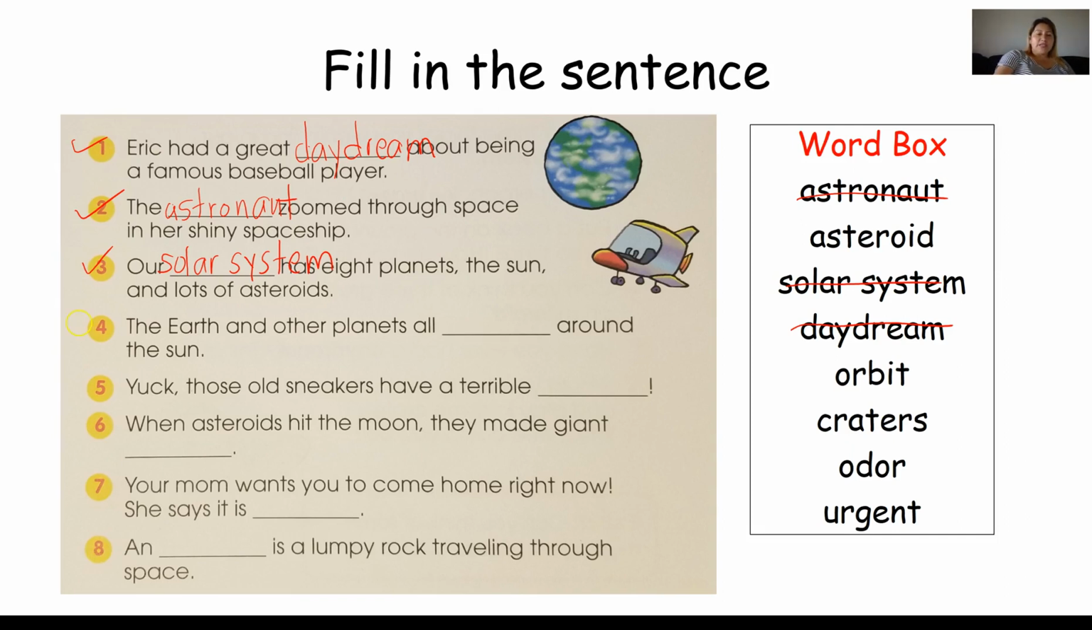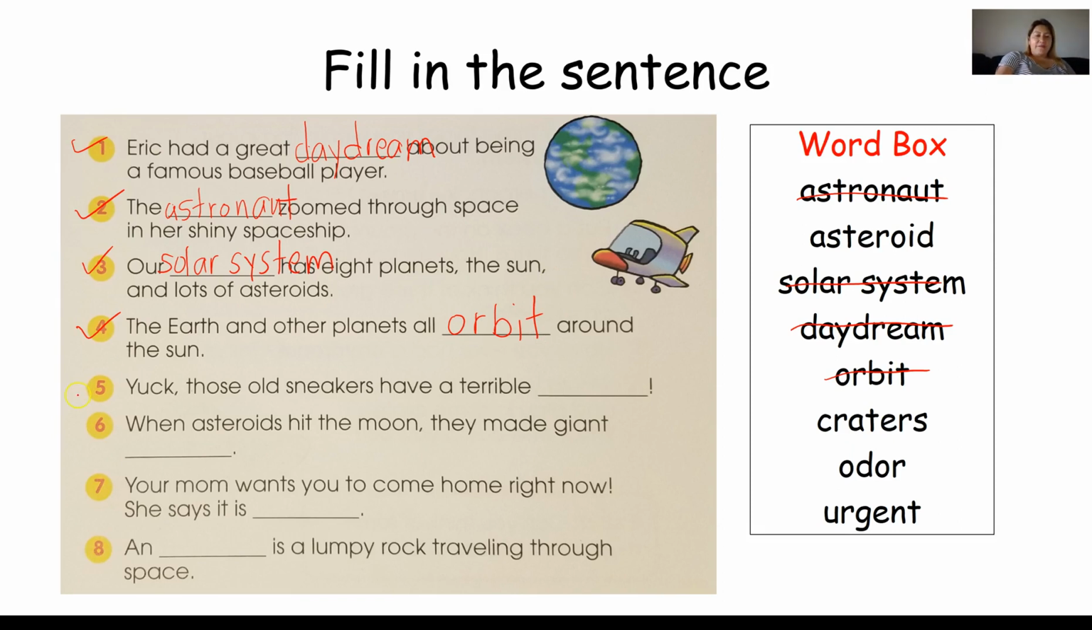All right, now let's read number 4. The Earth and other planets all blank around the sun. What is that, to move around? Very good. Orbit. That's a short word. All right.